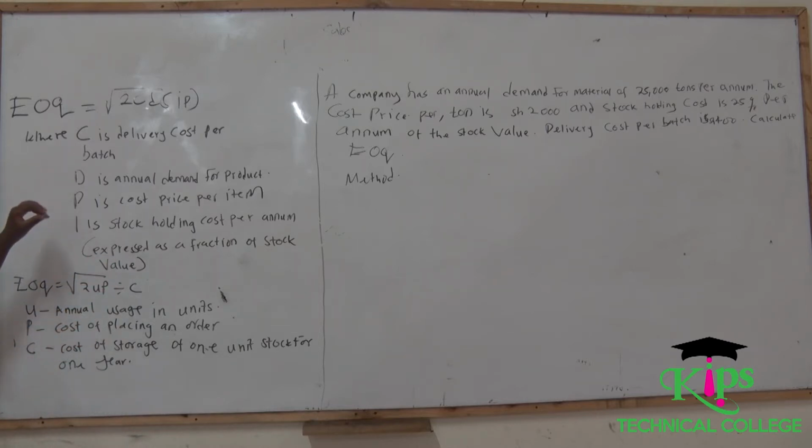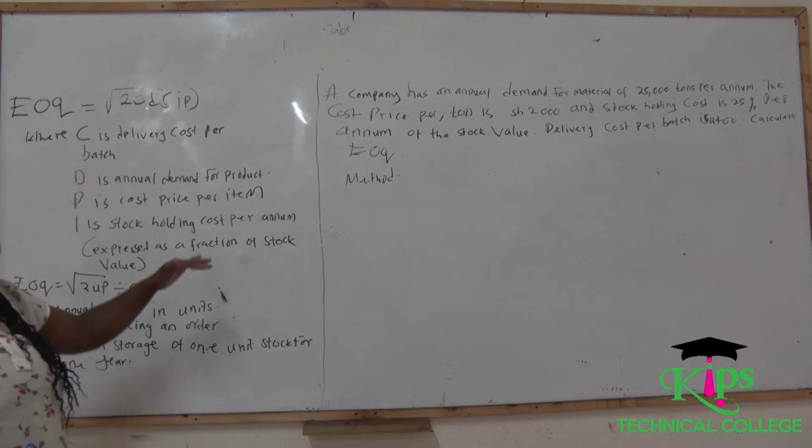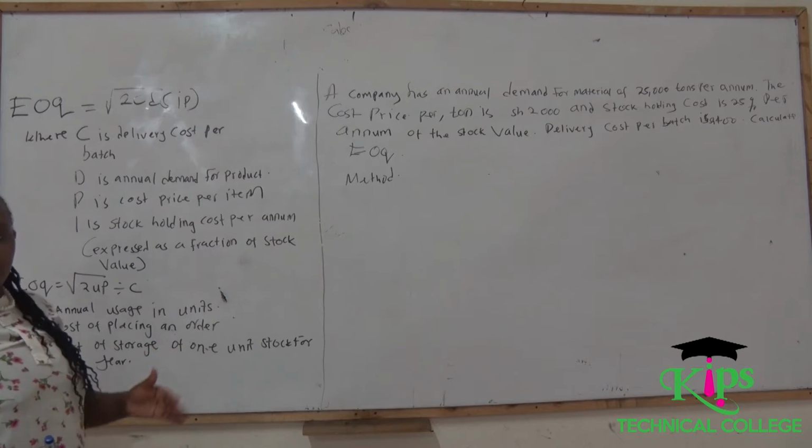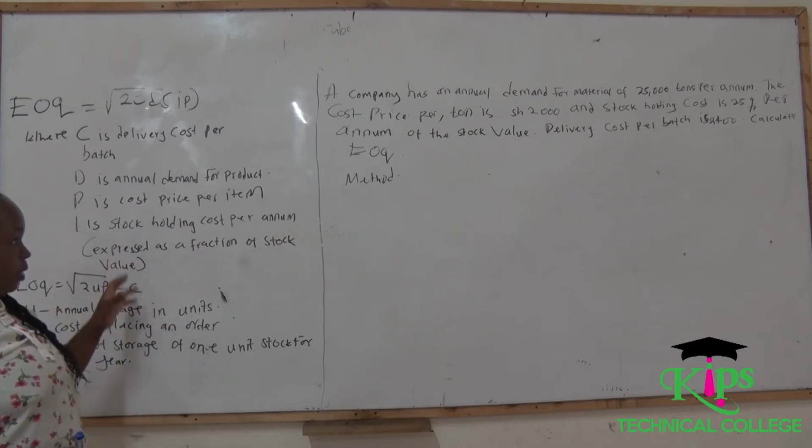Then there are two formulas for calculating economic order quantity. The other formula is economic order quantity equals the square root of 2UP divided by C. U stands for annual usage in units. P stands for cost of placing an order. C stands for cost of storage of 1 unit of stock for 1 year. Depending on the question you are given, you will decide which method to use between these two.